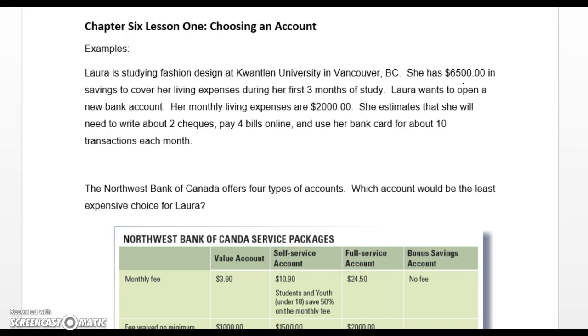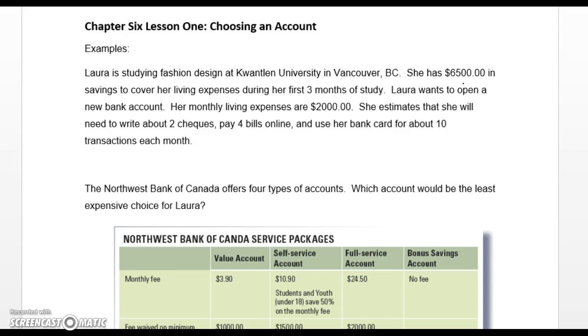In this video, we're going to look at lesson 1 from chapter 6, which is talking about choosing an account. So in the last lesson that we talked about in class, we looked at discussing what kind of purchases we make, what type of cards are possible to get from a bank, and why we might choose those different accounts.